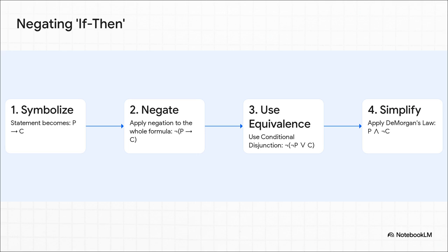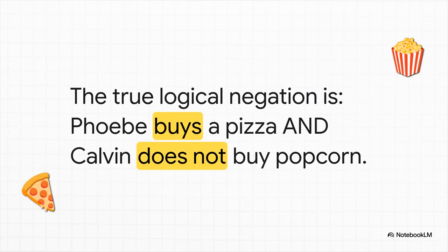Now for the magic trick. We use that equivalence we just found a minute ago. We swap out P arrow C for its identical twin, not P or C. And once we do that, a little bit of simplification gets us all the way down to P and not C. And now we just translate that little formula back into English. The true logical negation is Phoebe buys a pizza and Calvin does not buy popcorn. That's it. That is the one and only situation that breaks the original promise. Our intuition might get it wrong, but the logic led us straight to the precise correct answer.